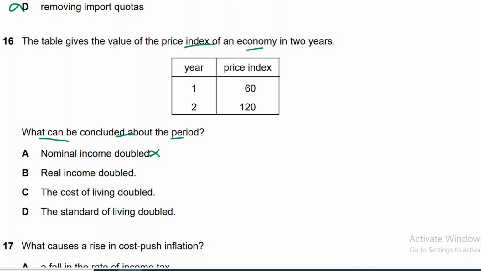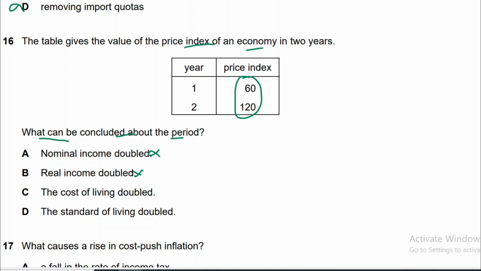Nominal income is the income that you earn in financial terms, so it has nothing to do with the price index. And then real income doubled. Real income is the purchasing power of people after the adjustment for the rate of inflation. So we only know the change in the price index that represents inflation. Inflation is increasing, but we don't know what happened to the income.